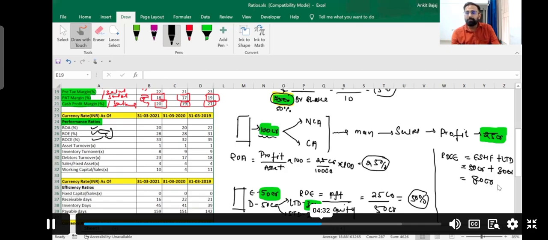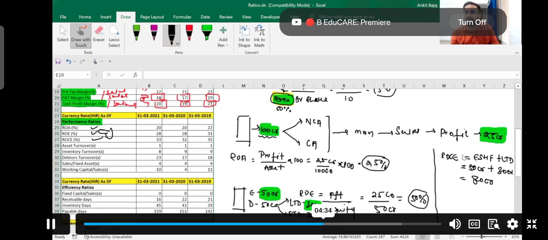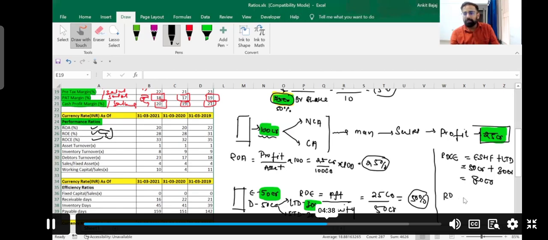And how much profit are you able to generate? You are able to generate 25 crore rupees profit. So in this case, what will be your ROCE? ROCE is going to be profit divided by capital employed. So what is your profit here? Your profit is 25 crore divided by 80 crore, right? So approximately we can say your return is 30%, right? So this is how we will be calculating return on asset, return on capital employed, and return on equity, right?